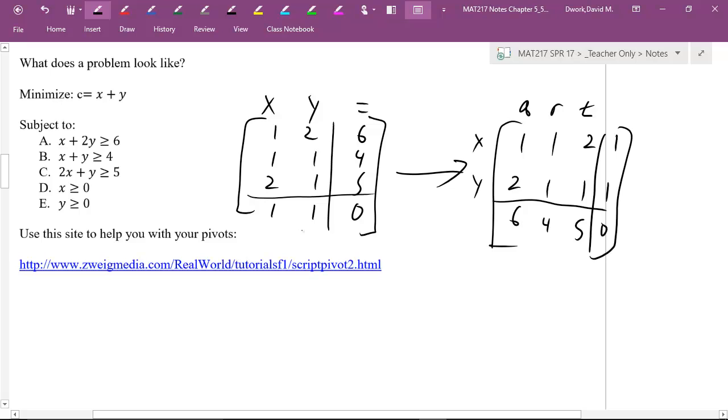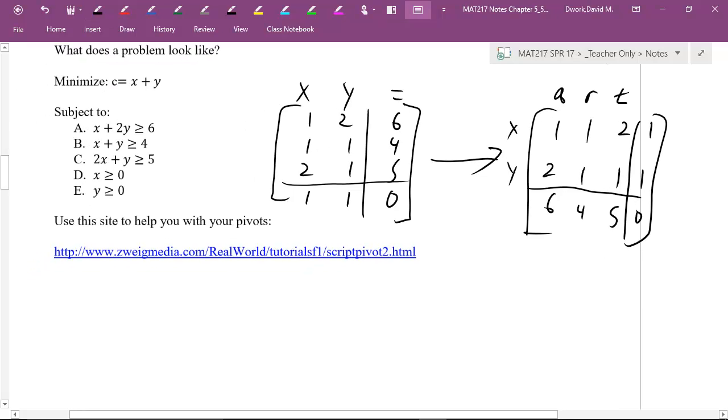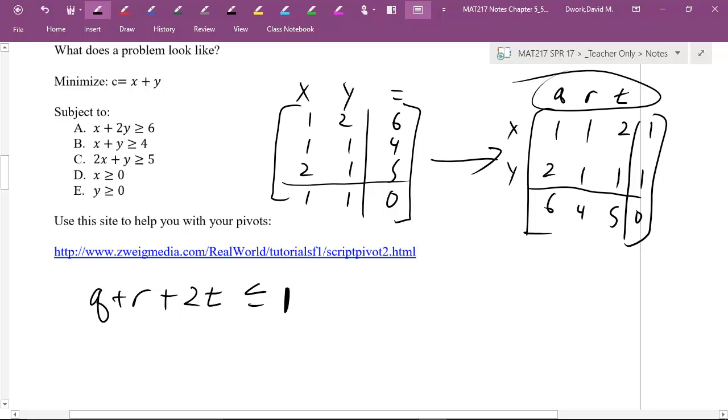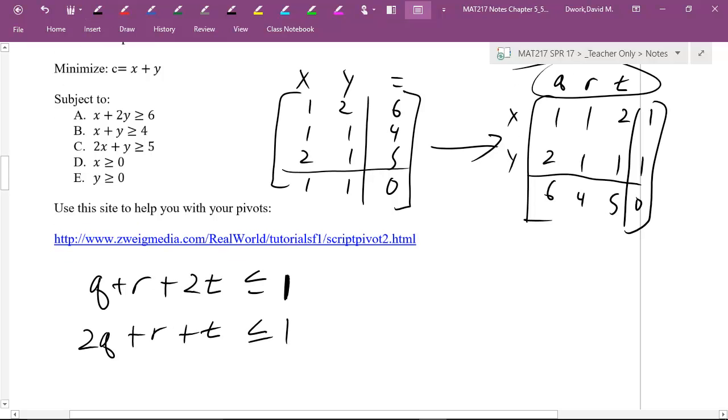Step 1 was write it in a matrix. Step 2 was transpose it. Step 3 is rewrite your equations using your slack variables. So my first equation, my quote unquote x equation, would be written out as q plus r plus 2t is 1. And now here's the neat part. What the transpose does is it makes every single equation, instead of being greater than or equal to, now less than or equal to. So the next equation would be 2q plus r plus t is less than or equal to 1.